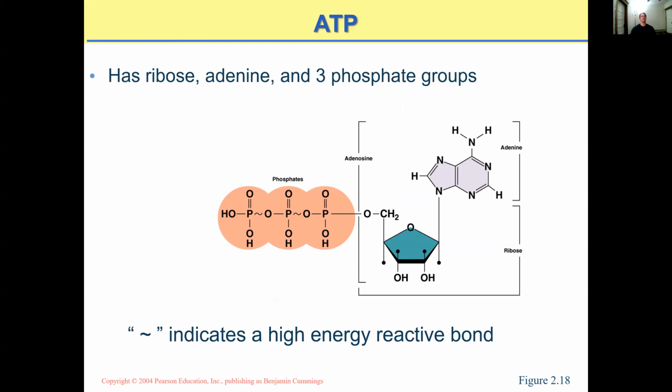Thus, when ATP is broken down or converted to ADP, so triphosphate, meaning it has 3 phosphates, and diphosphate, so when it loses one of its phosphate groups, there's a large amount of chemical energy that is released, and then that energy can be used in other chemical reactions. That's what makes ATP so useful.